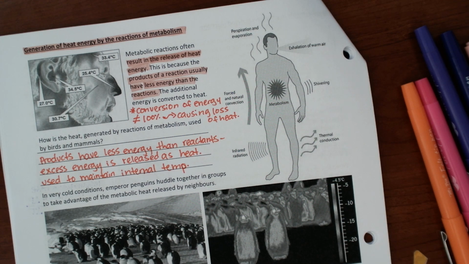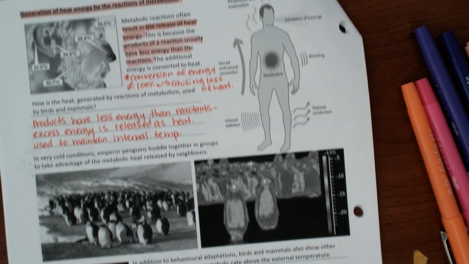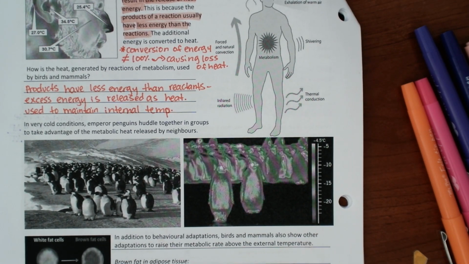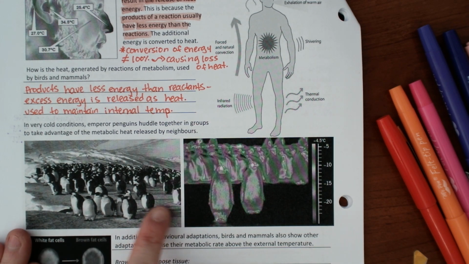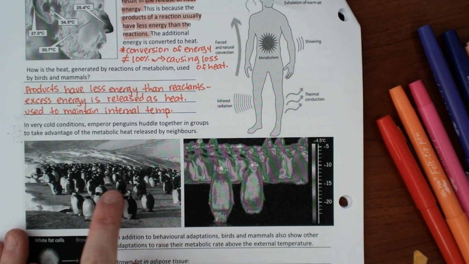And so the little examples they give yours are cute. I like this little penguin. And so in very cold conditions, emperor penguins will huddle together in groups to take advantage of the metabolic heat released by neighbors. So it's like they get to share their little heat together. And so you have these little fatty penguins here, and see how they're all kind of clustered together, except for these ones who I'm sure are freezing their little patoodles off.